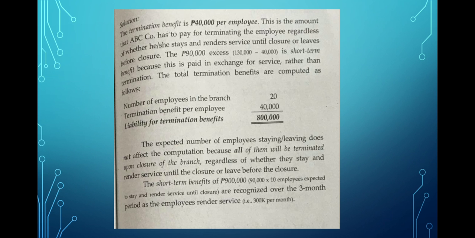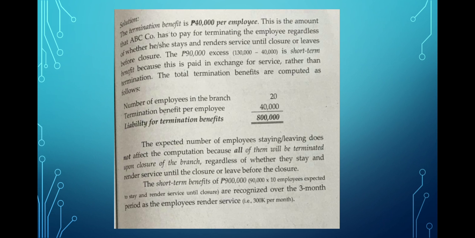So you have a solution here. The termination benefit is 40,000 pesos per employee. This is the amount that ABC company has to pay for terminating the employee regardless of whether he or she stays and renders service until closure or leaves before closure. The 90,000 pesos excess is a short-term benefit because this is paid in exchange for service rather than termination. The total termination benefits are computed as follows. Number of employees in the branch, 20. Termination benefit per employee, 40,000. Liability for termination benefits is 800,000 pesos.